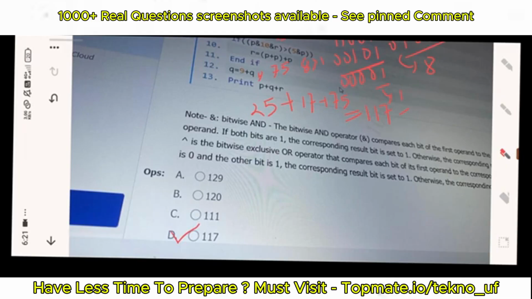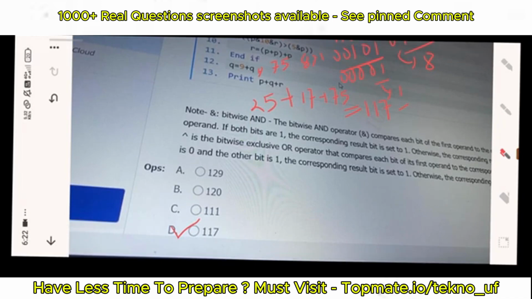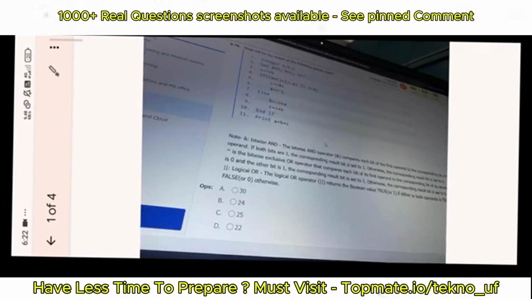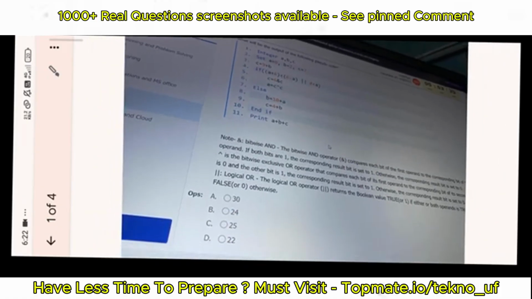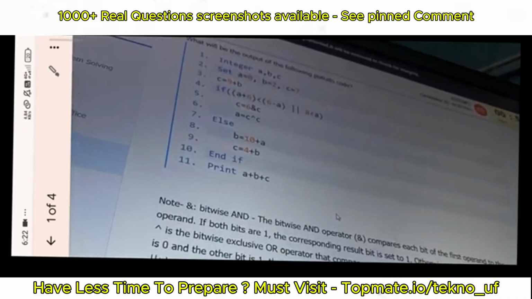So I hope you understood how to solve the AND operation, OR operation, and how to solve the if block and else block. Let me show you another quick problem so that you can prepare more. So if you can solve this problem then please do, so that you can see how prepared you are. 30, 24, 25, 22 are the options and these are the values: a is equal to 0, b is equal to 2, c is equal to 7. Please pause the video and try to solve the problem by yourself. I am not solving this problem because otherwise it will not be helpful to you if you just keep watching the solution.